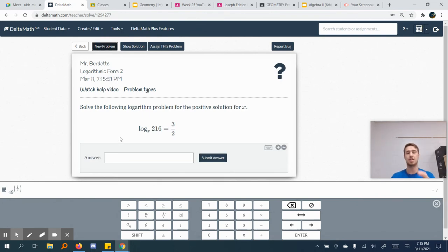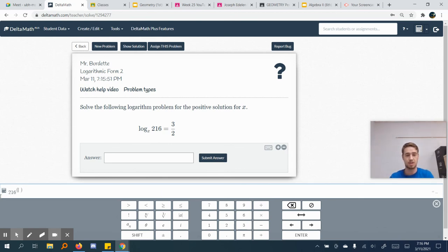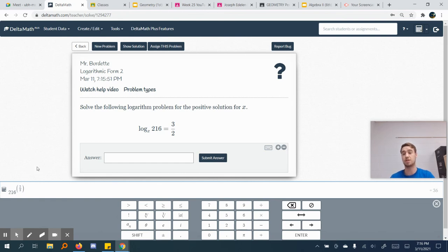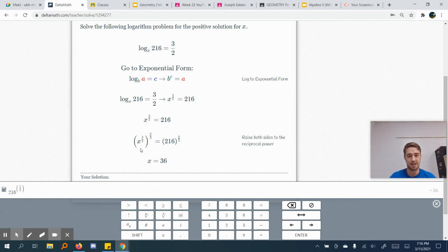Now, here, this is what I was looking for. Log base x of 216 is 3/2. So the way we're going to do this is just like we did a moment ago. We want to take the 3/2 root of 216, or we could flip the fraction and do 216 raised to the 2/3, because that's 3/2, but inverted. So our answer is 36. You have to flip that fraction in order to get back.